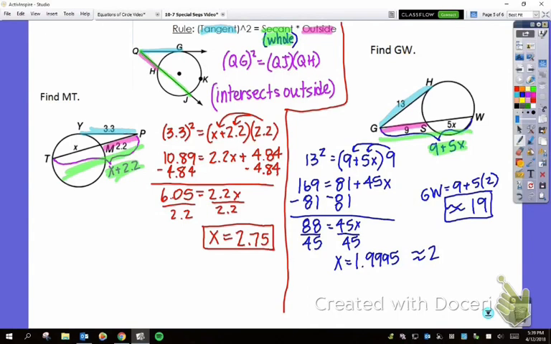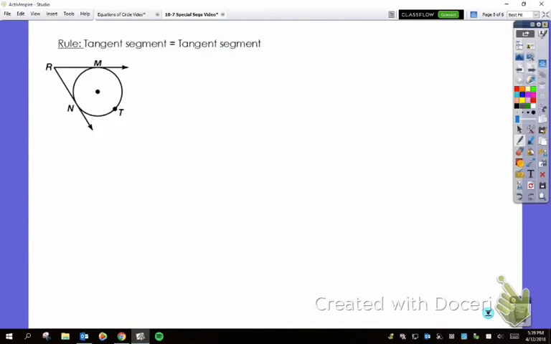Now, the last part on your notes is that tangent segment equals tangent segment, and we talked about that in the last video. So here we would know that RM is tangent and RN is tangent, so we would just say RM equals RN. And you know that those lengths will be equal. So you just want to look back at that page in your notes.